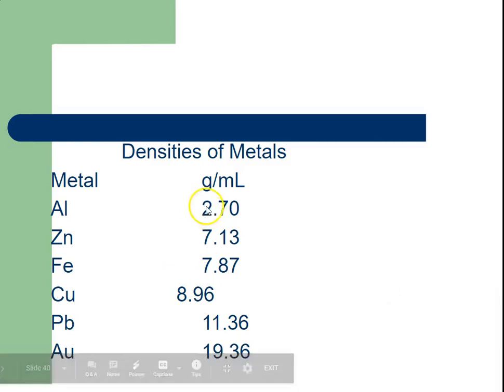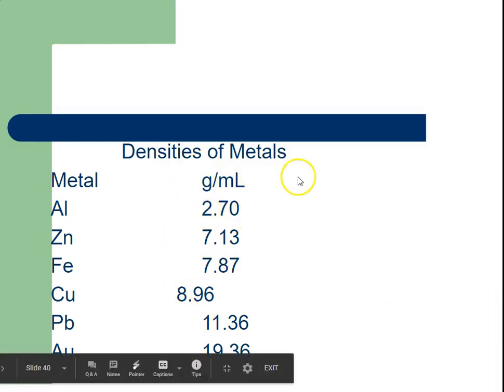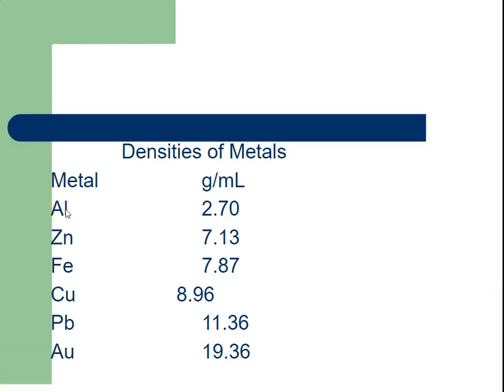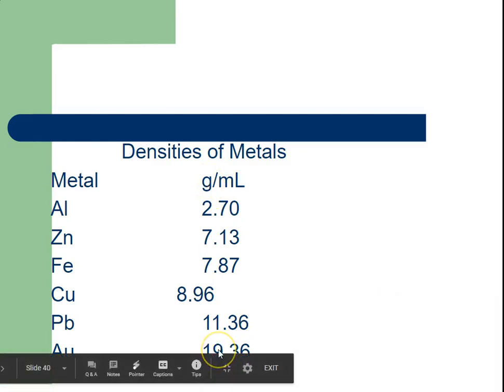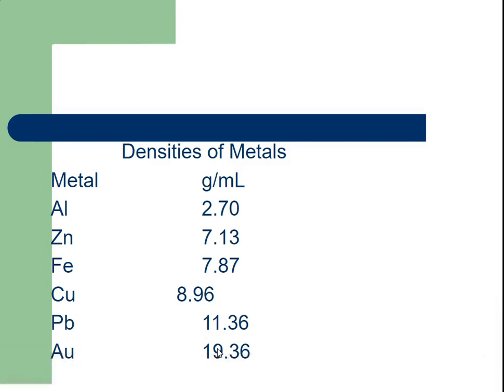So you can use densities to ID certain objects, because it doesn't matter what size piece of aluminum I have. I could have a small piece or a really, really big piece of aluminum. If it's pure aluminum, I'm going to get this density, because whenever the volume changes, like if I have a bigger piece, it's going to be more volume, the mass is going to change at that same ratio. Same thing if I had a really small piece of gold or a really big piece of gold, it's going to have the same density, 19.36.